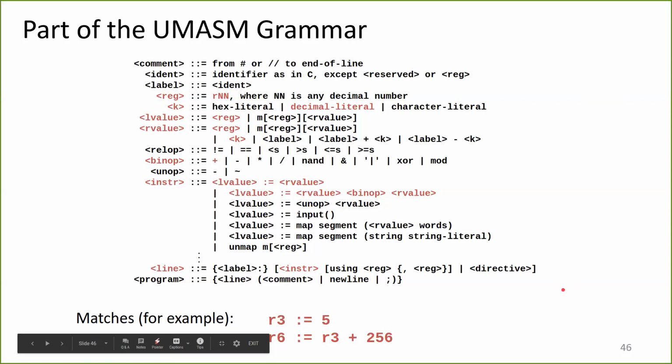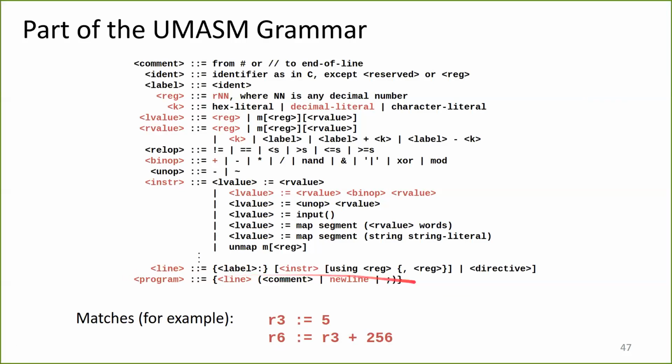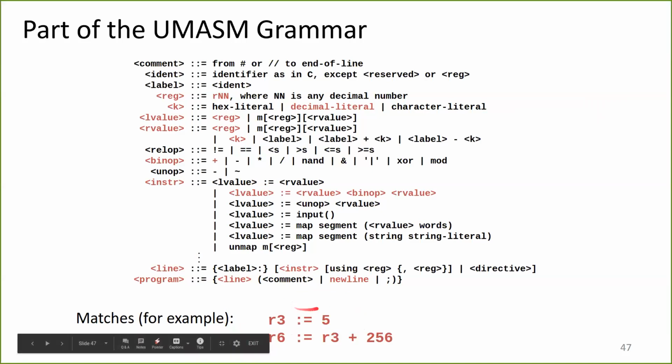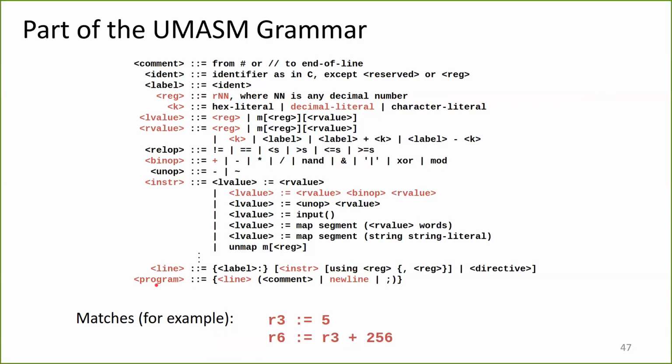If we look at these two instructions together, they form two lines. Each of them is a line, and a program can be comprised of 0 or more lines. Each of them can have new lines between them. So these two lines with a new line separating them is actually a syntactically valid UMASM program according to this grammar. So this is basically it for general UMASM instructions today. We're going to go into many more examples next time of how we can combine them to do meaningful things.